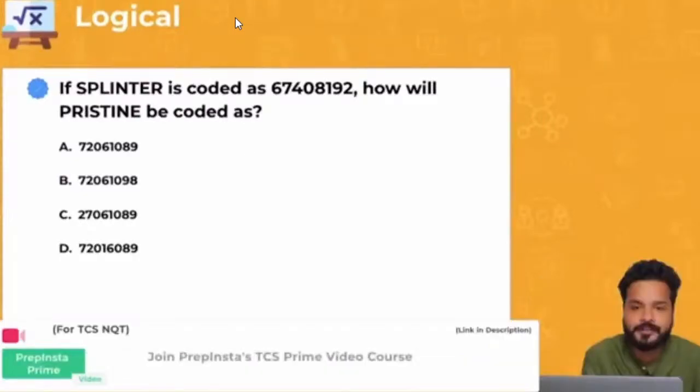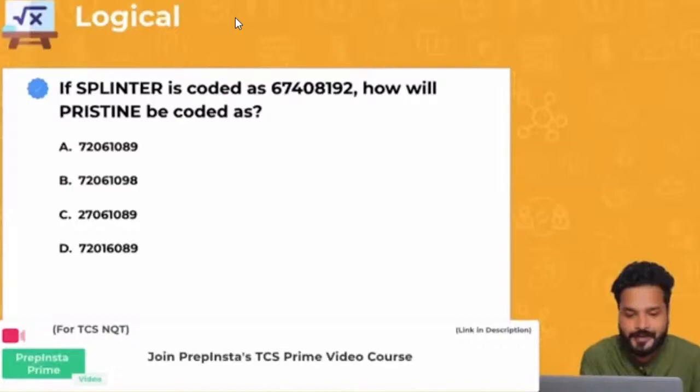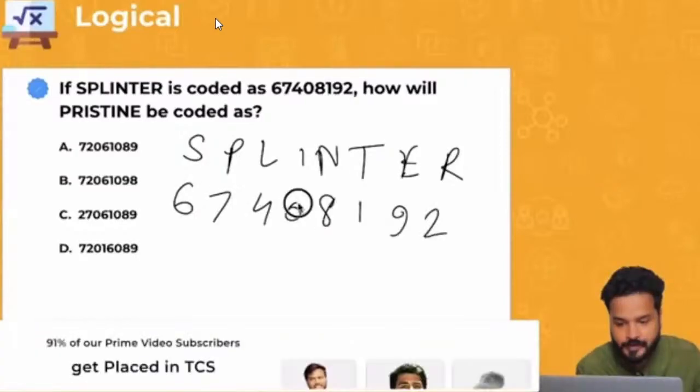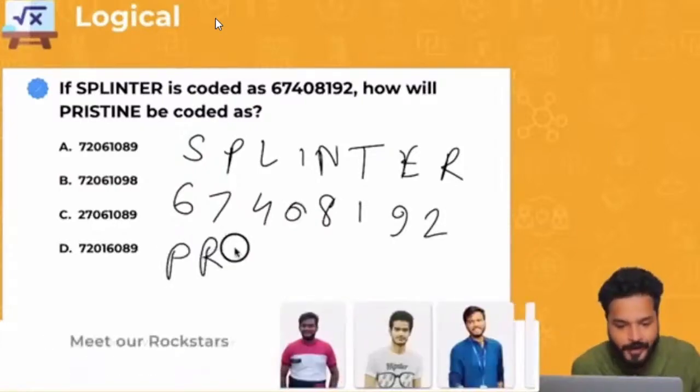Solve such questions. How do we solve this particular question? It says if splinter is coded as 6740819, you have to find the code for pristine.